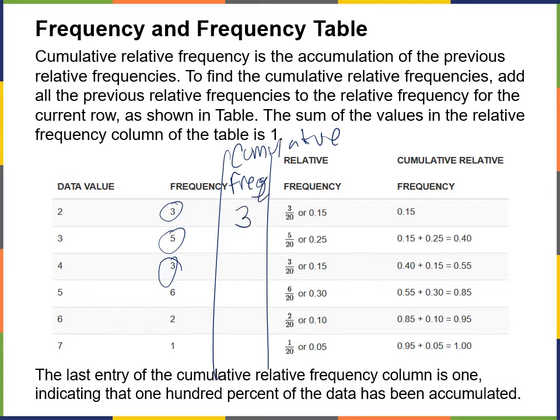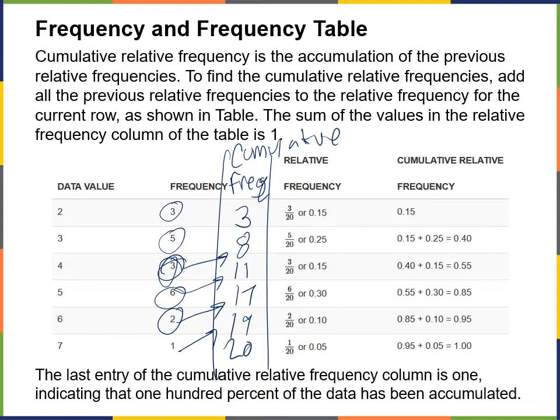So 3, this would then be 8. I keep adding. The next one, I add another 3, which is this frequency, to this one, and I'm going to get 11. Then I add this to this one, which gives me 17. Add this to this one, which is going to give me 19. Add this, I get 20.